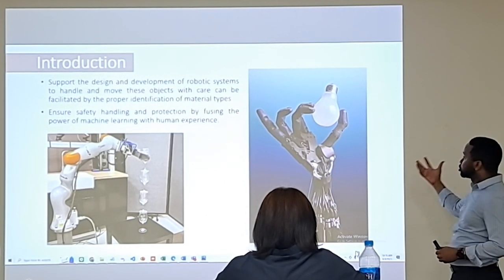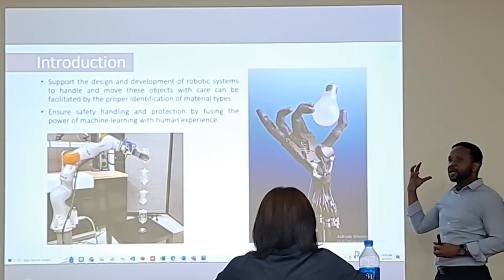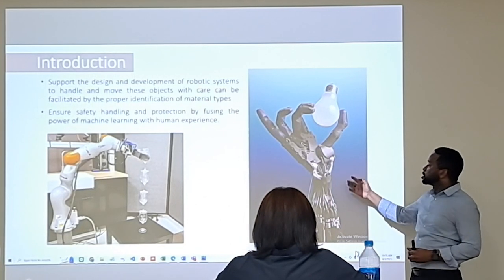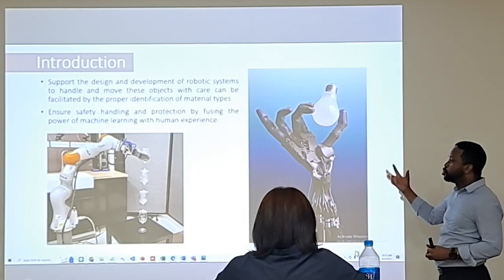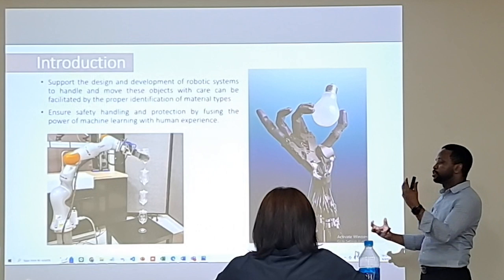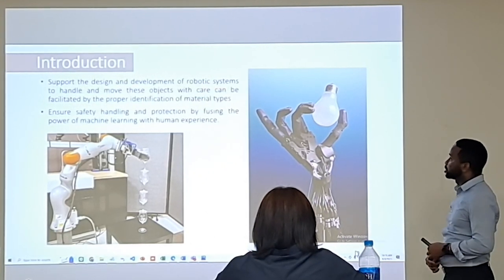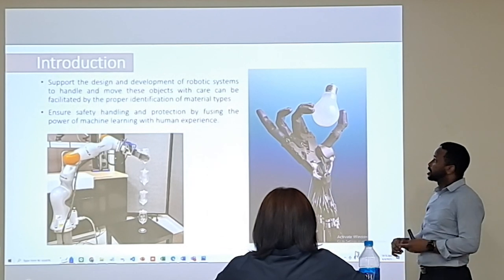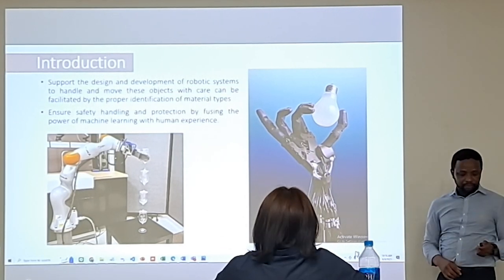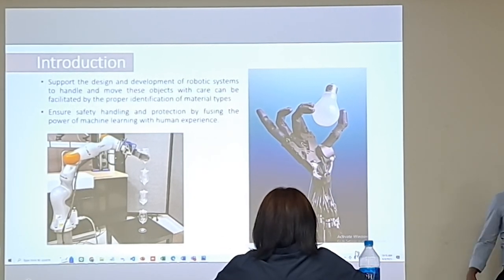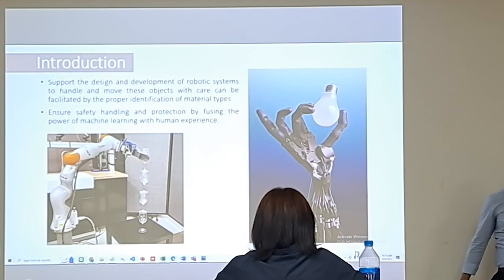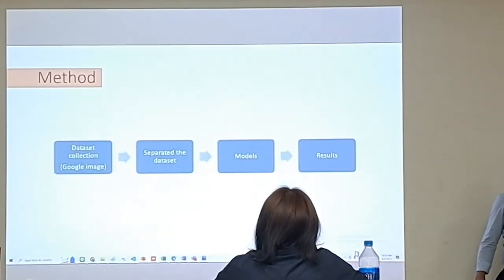So using this identification, we can help the robotic systems to know if they are holding clay, wood, or metal, and to ensure safe handling and protection by fusing the power of machine learning with human experience. So this is the main reason why I wanted to do this study.